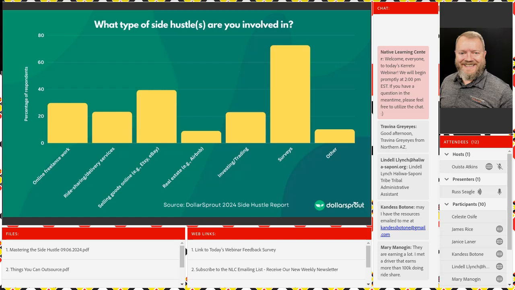Yeah, Mary says she met a driver who earns more than $100,000 doing ride sharing. Yes, again, it depends on where you are. I live in the sticks in Western North Carolina. We're probably not going to have a lot of rides out here.